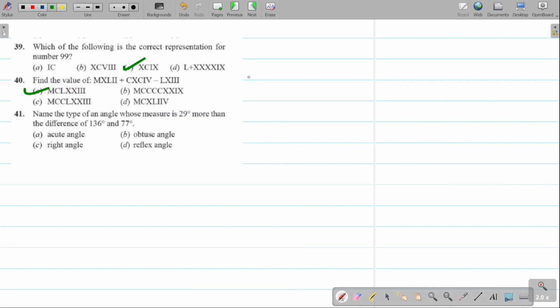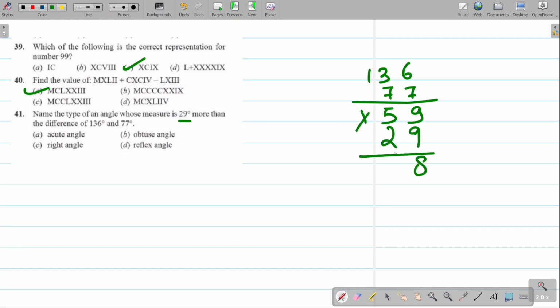Moving to question number 41, we are just left with 10 more questions. So name the type of angle whose measure is 29 degree more than the difference of 136 and 77. So let us first find the difference between these two. This is 9 and this is what? 7 and 5 is 12. Yes. We need to add 29 to it. So 9 and 9, 18, 5 and 2, 7 plus 1, 88 degrees.